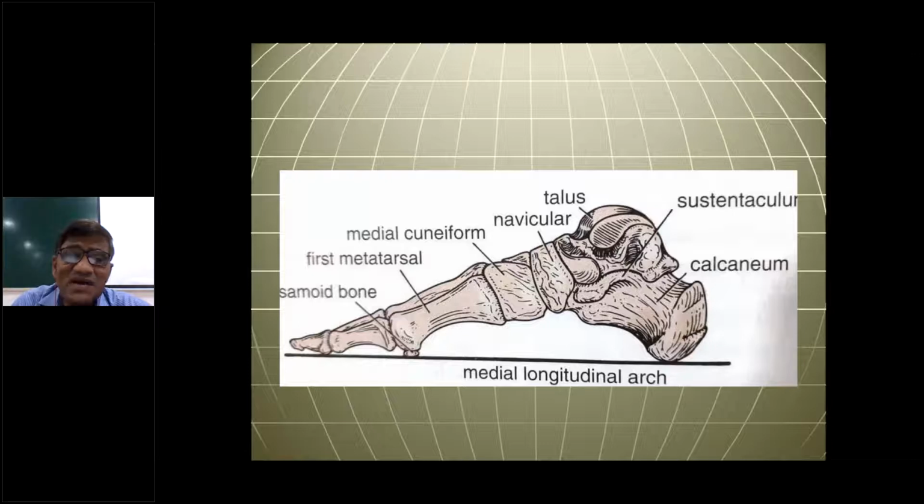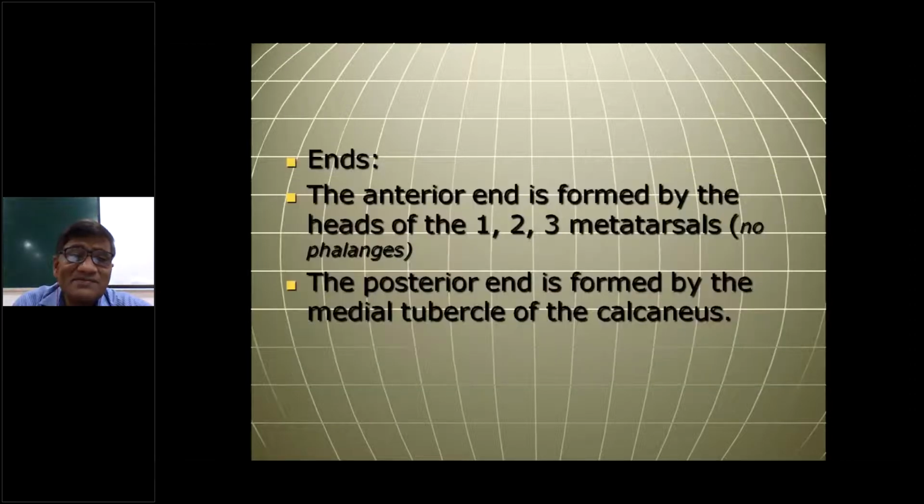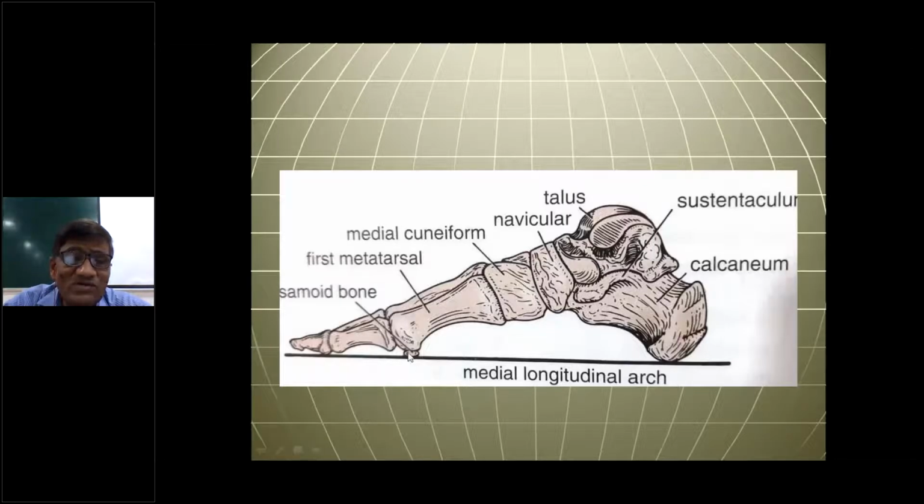Now we will learn this arch according to the headings which we have said earlier. Now ends. How are the ends formed? Since it is sagittally orientated, ends are anterior and posterior. So the anterior end is formed by the heads of the first, second, third metatarsals. Phalanges do not form; I told you already, because here the metatarsal heads touch the ground. So the arch ends here, from calcaneus to the metatarsal heads. So medial three metatarsals form the anterior end, all their heads touch the ground.